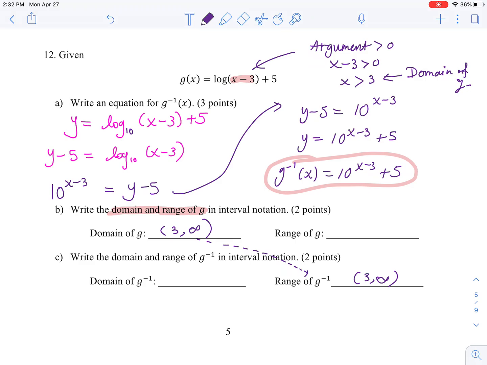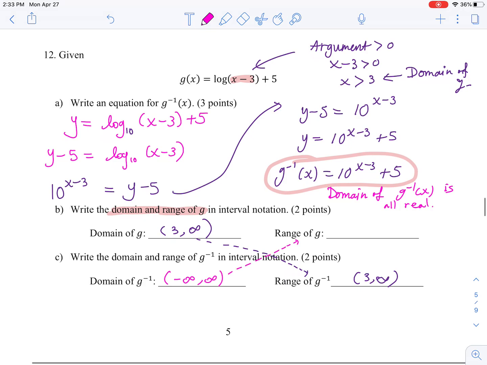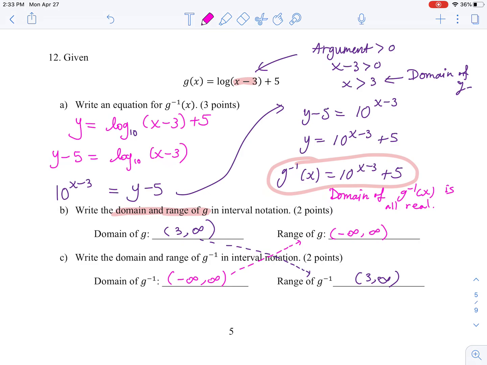Now, look, you remember exponential functions. The domain of an exponential function is always all real. The domain of g inverse, which is an exponential function, is all real. Why? Because there's no restriction on what number can be considered to be an exponent or power. We can raise something to any power if we want. So the domain is going to be negative infinity to positive infinity for g inverse, which tells us the range of our logarithmic function is going to be all real.